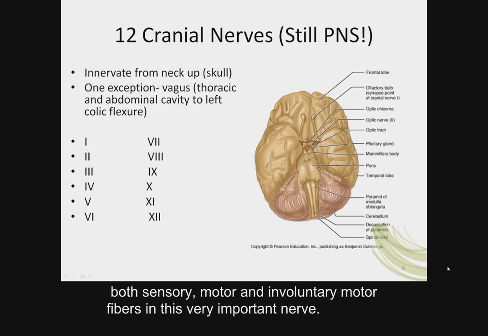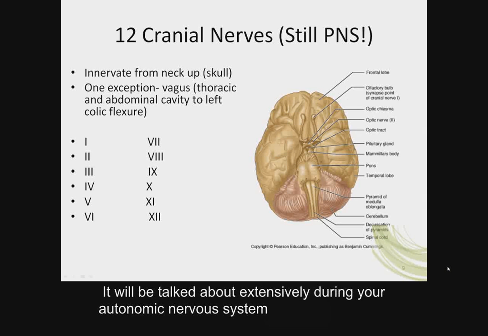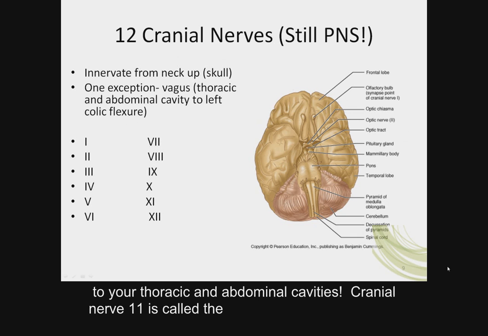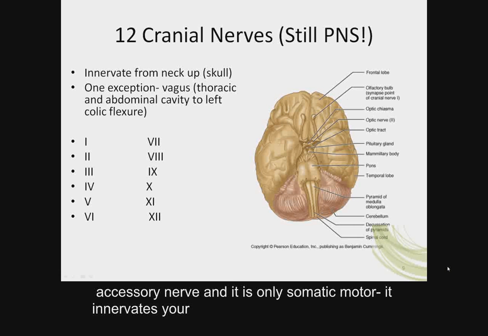Cranial nerve 10 is called the vagus. It too is mixed. It has both sensory, motor, and involuntary motor fibers in this very important nerve. It will be talked about extensively during your autonomic nervous system lecture. Cranial nerve 10 is the only cranial nerve that extends from your brain all the way to your thoracic and abdominal cavities. Cranial nerve 11 is called the accessory nerve, and it is only somatic motor.